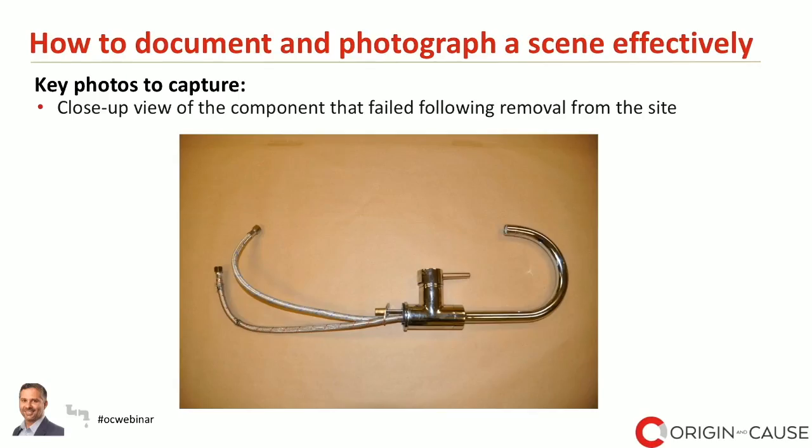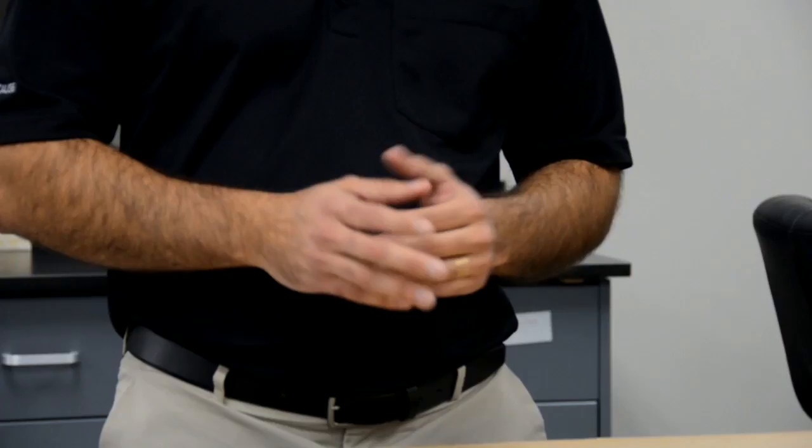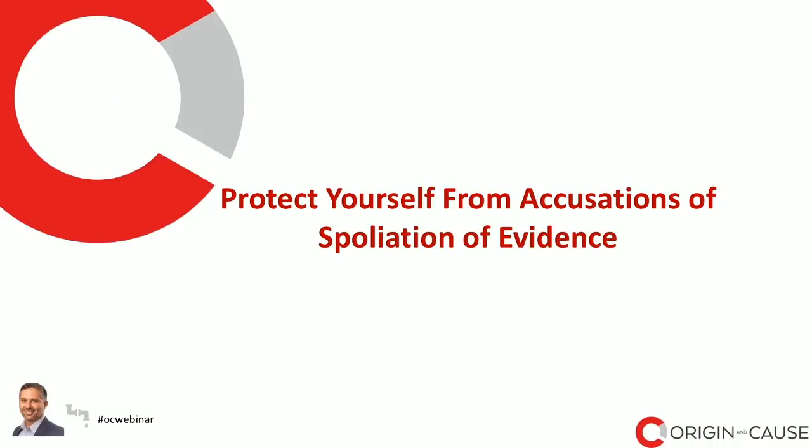And finally, take a close-up view of the component that failed after it's been removed from site. It is important that you know what was removed and who removed it, in case something is missing or we need any additional information about the installation. Sometimes I receive evidence that is missing a key component. If we know who removed it from site, we'll be able to recover the missing component.